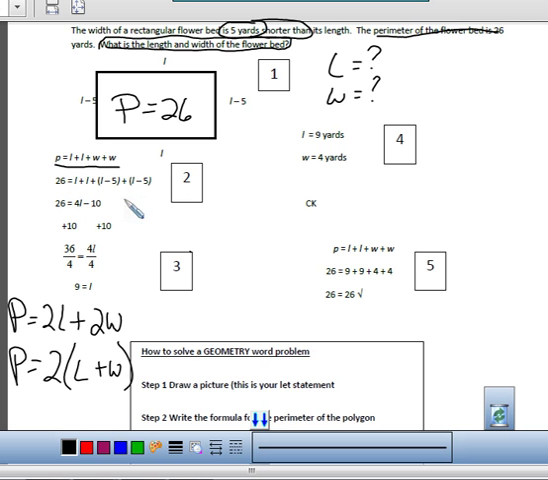So solving the equation, combine like terms, so you have 4 L's and minus 10 equals 26. Add 10 to both sides. 36 equals 4L. Divide both sides by 4. And L equals 9. So the length is 9 yards. Now you have to remember to substitute that in to figure out your width. A lot of people forget this part.